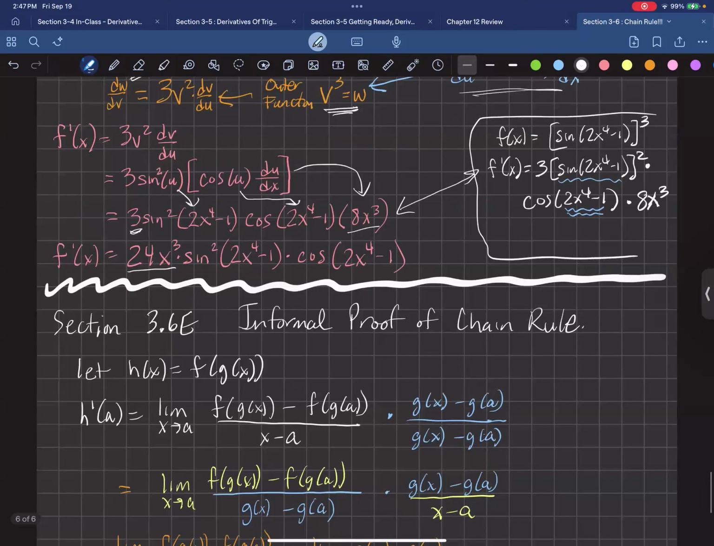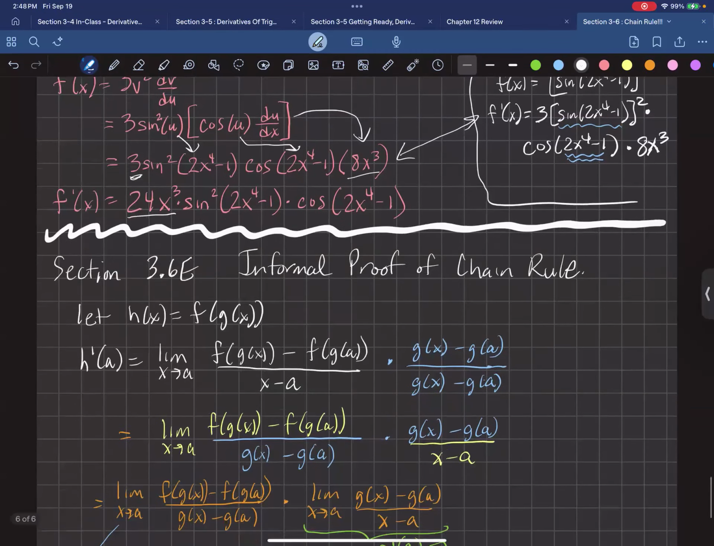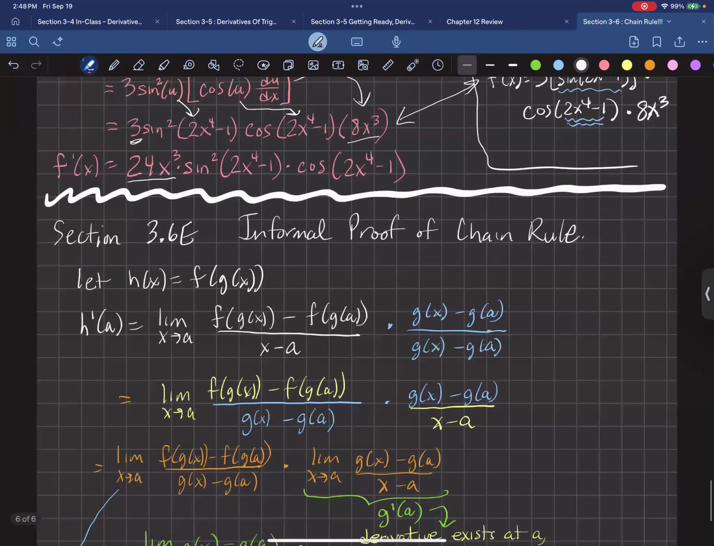Next line, we do the swapperoo. We switch the denominators, kind of like I showed you up above with my shortcut descriptions. And so we've got f of g of x minus f of g of a over g of x minus g of a, and then we have g of x minus g of a over x minus a. And we split the limit, or apply the limit to both of them separately.